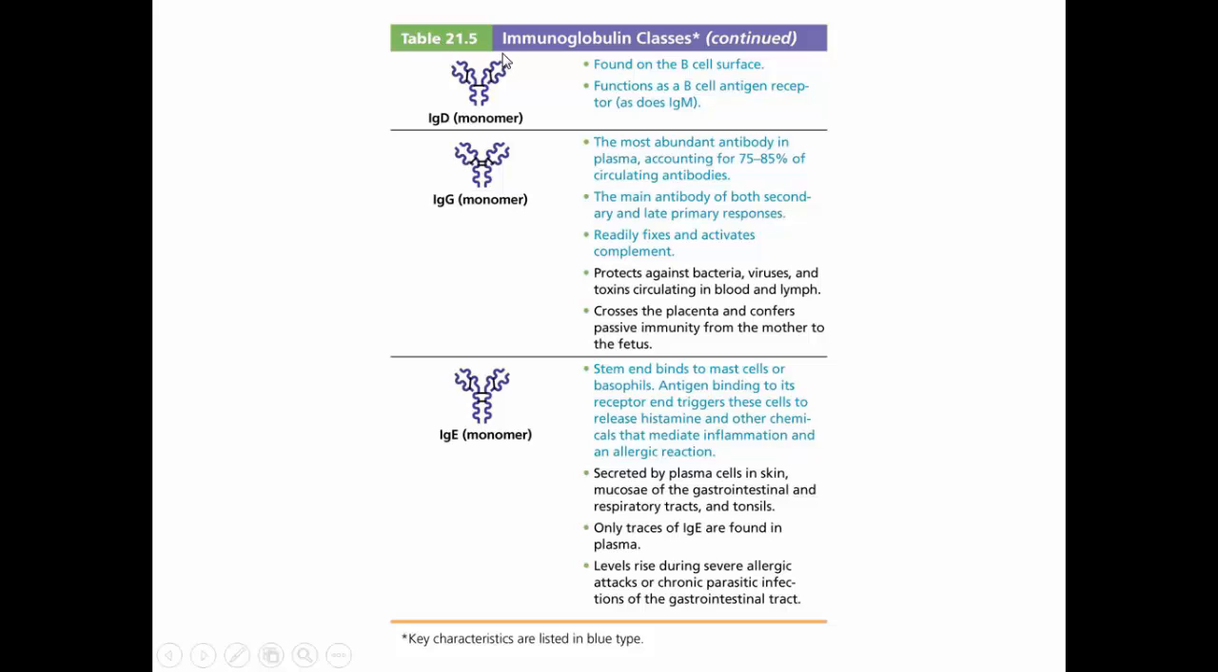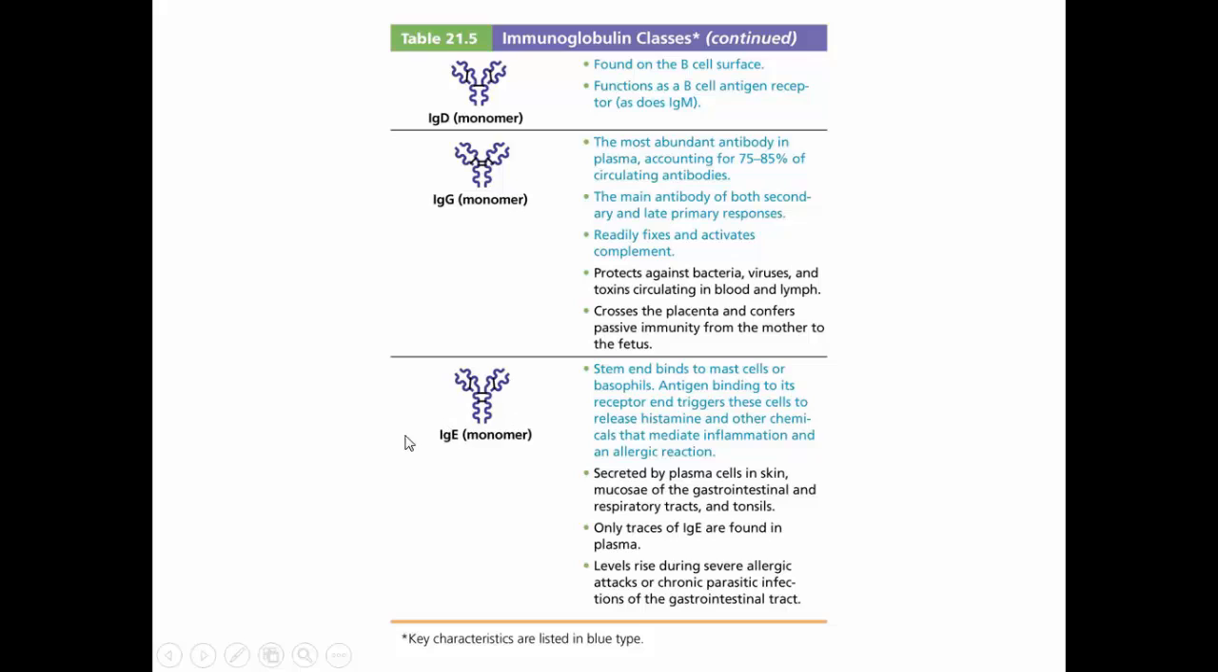IgD is just the single Y shape, just a monomer. This is found on the surface of B cells. It has something to do with B cell antigen receptors, but we're not totally sure how this one functions. IgG is the most abundant of the antibodies. When you mount a secondary response, this is the antibody that comes into play. So this is the main antibody of secondary and all subsequent responses. It can fix complement, it can activate complement, and this is the largest amount of circulating antibody in your blood.